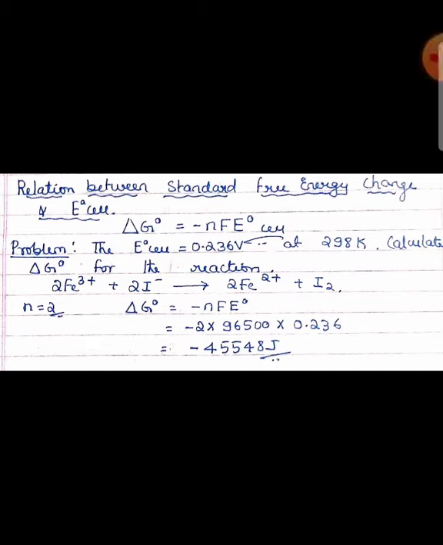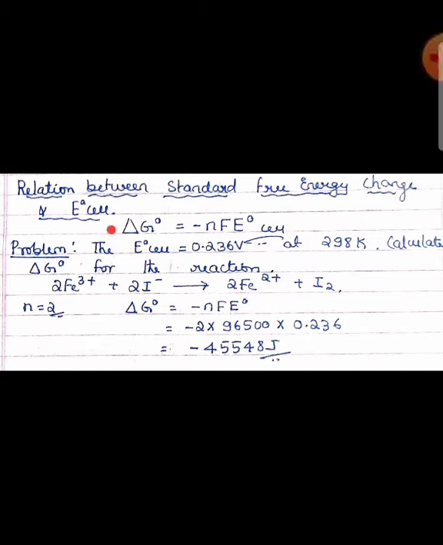Now we have one more relation between standard free energy change, that is delta G naught, and electrode potential. The relation is delta G naught is equal to minus n F E naught. Here delta G naught is standard free energy change, n is the number of electrons, F is the Faraday, and E naught of a cell is standard electrode potential. So we have one problem.